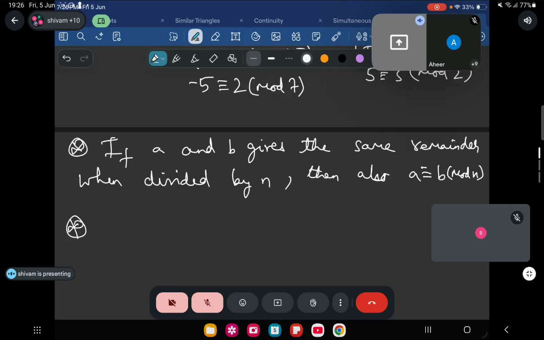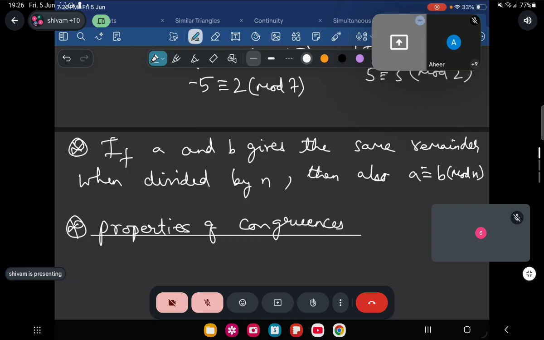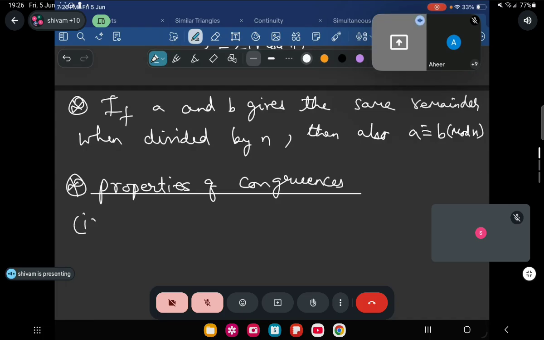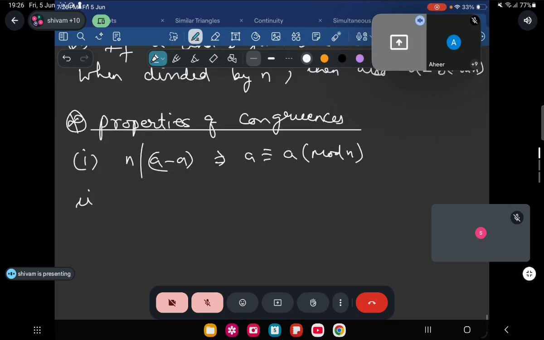Properties of congruences. Okay. Number 1. n divides 0 as well. So I can say n divides A minus A. Right. So we can say that A is congruent to A mod n. Right. Tell me. Number 2.